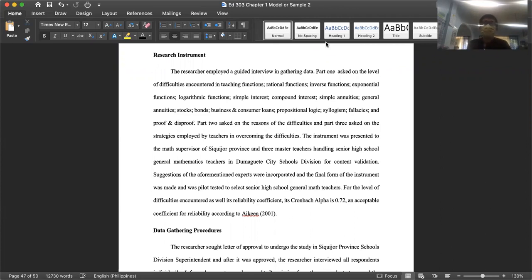Why are you going to undergo pilot testing? Because you want to look at the readability of your instrument. Is it readable to the target respondents? From our end, we believe it's readable, but we will not be the ones to answer that finally. It's the target respondents. So have a pilot testing to find out if it is readable and understandable. So we look at the readability and the understandability of the research instrument. Do you follow?